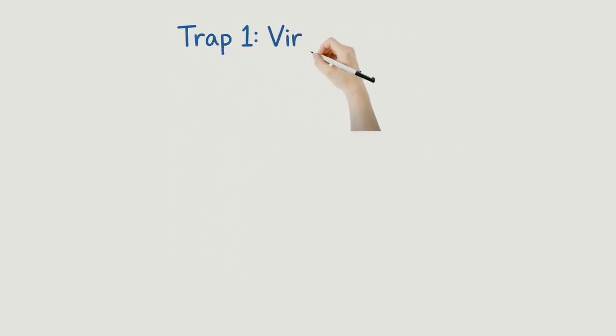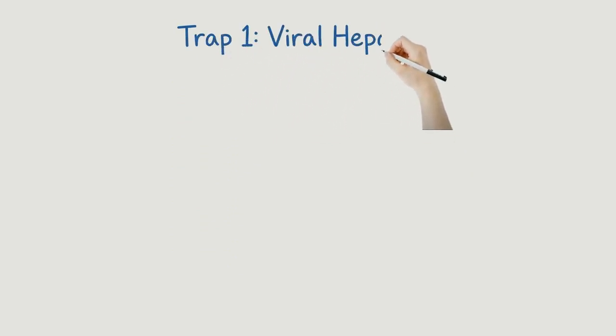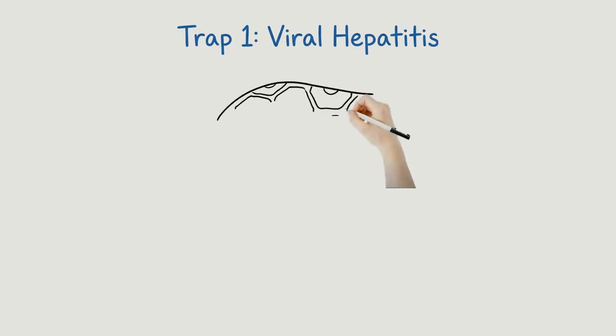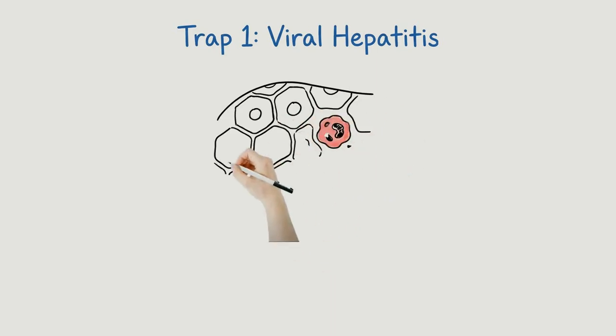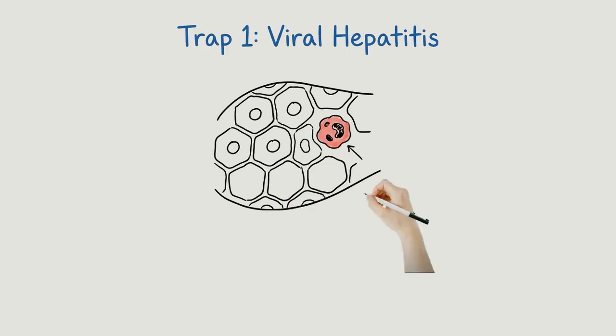Now let's hit 3 vignette traps. These separate students who know facts from students who get questions right. Trap 1 is the inflammation question. A patient has viral hepatitis. A liver biopsy shows scattered dead hepatocytes. What type of cell death is this, and does it cause inflammation?